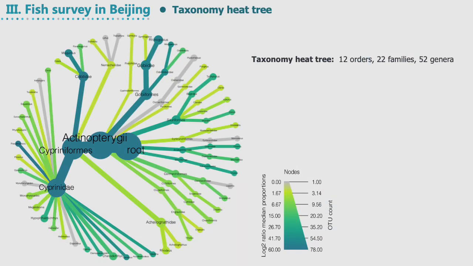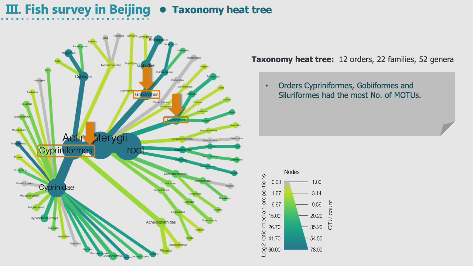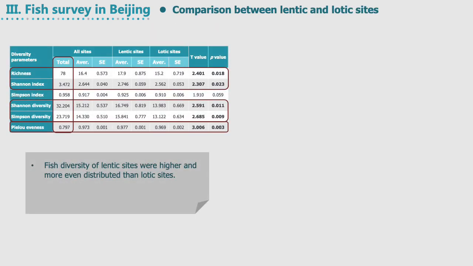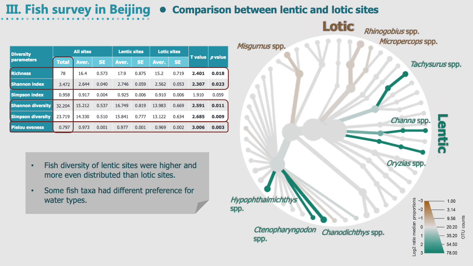For the taxonomy hit ratio, these 3 orders have the most fish MOTUs, and these 4 genera were widely distributed in Beijing. The comparisons between water types show that fish diversity in lentic water was higher and more evenly distributed than in lotic, and some fish taxa showed different preferences for lentic and lotic water types.